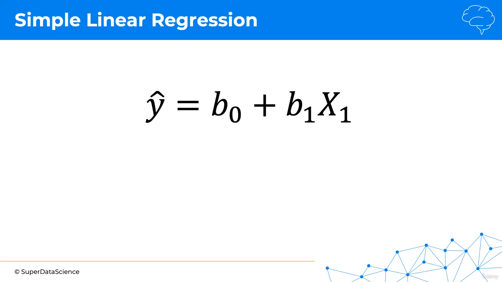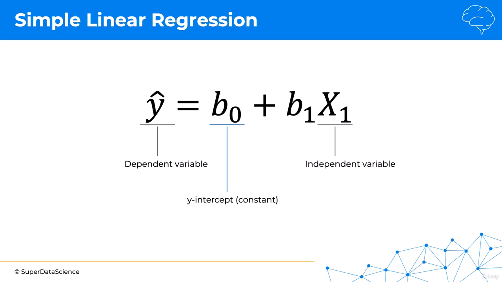So on the left, we have our dependent variable, which we're trying to predict. On the right, we have our independent variable, which is the predictor. Here we have B0, which is the y-intercept, also known as the constant, and B1 is the slope coefficient.